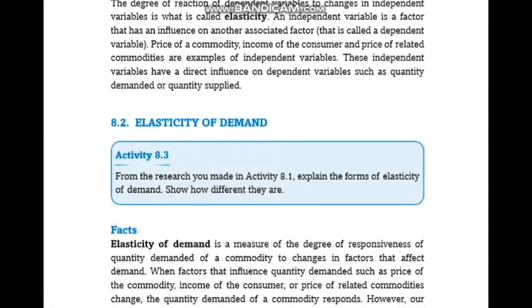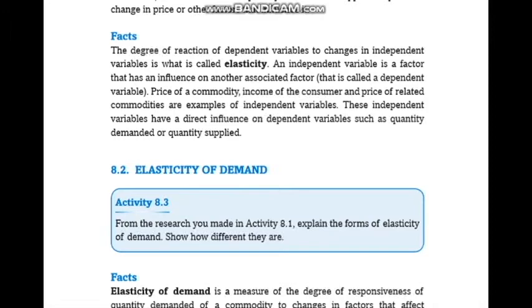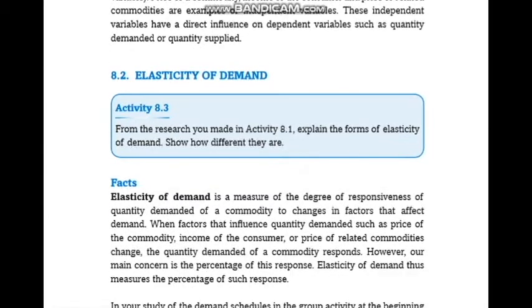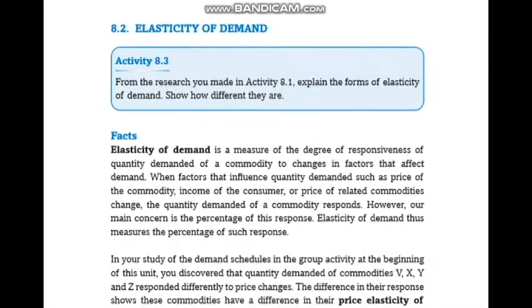So an independent variable is a factor that has an influence on another associated factor that is called a dependent variable. Price of commodity, income of the consumer, and the price of related commodities are examples of independent variables. These independent variables have a direct influence on demand variables such as quantity demanded or quantity supplied.